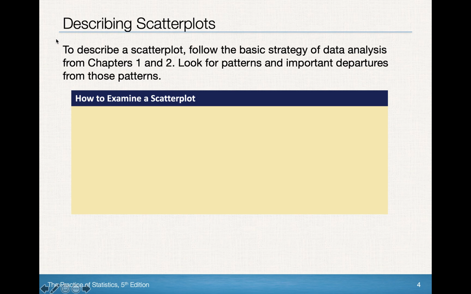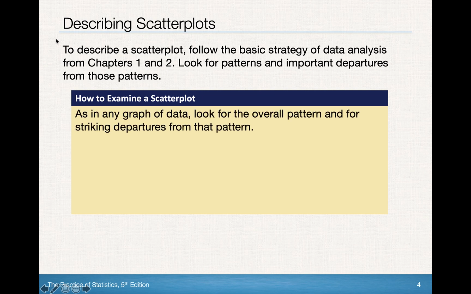So, you know how we described distributions earlier this year? We used CUSS, where we talked about center, unusual features, shape, and spread. Now we have to find a new acronym to examine scatter plots. So in a scatter plot, we are looking at the overall pattern.